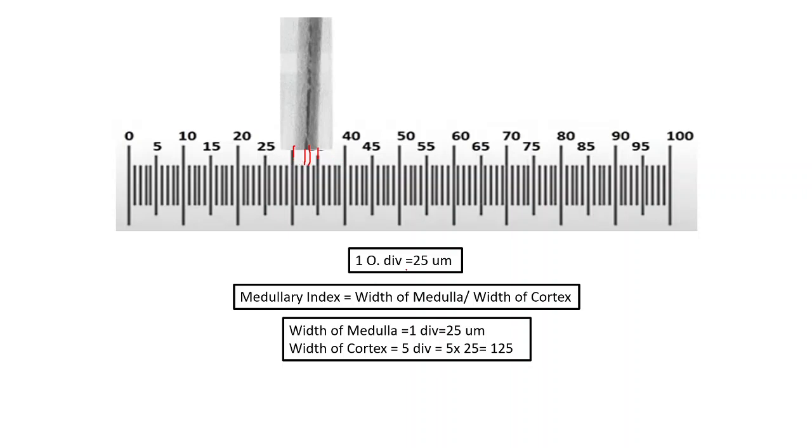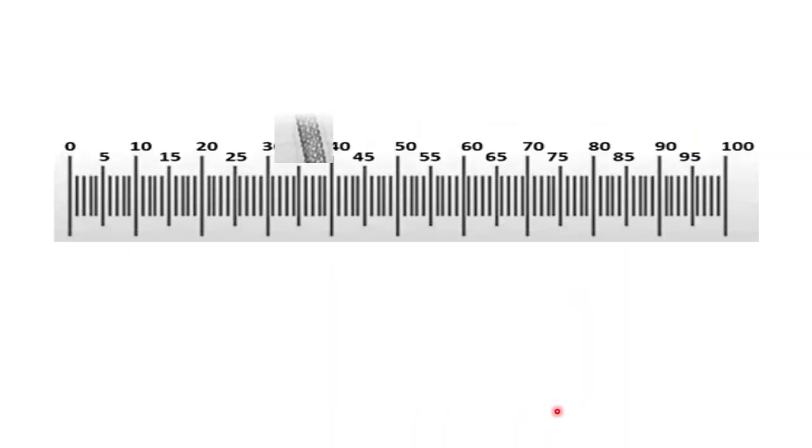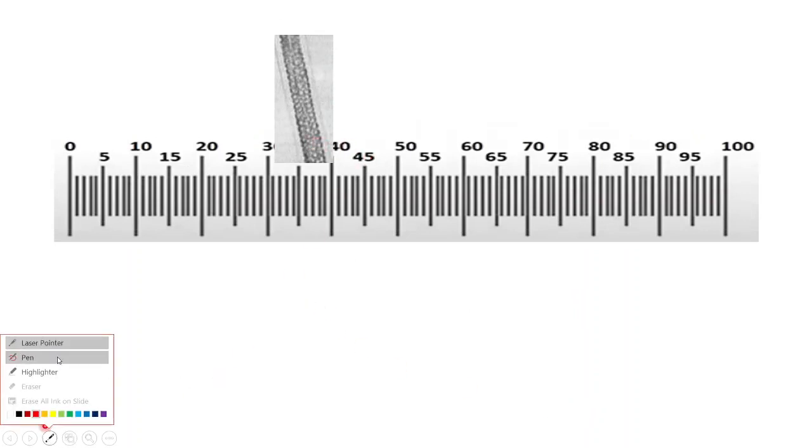We know that one ocular division is equal to 25 micrometer. So what is the formula for medullary index? It is nothing but the width of medulla upon width of cortex. Width of medulla is one division, which is 25 micrometer, and width of cortex is 5 divisions, which is 5 into 25, that is 125. After that you get the result, that is 0.2, which is less than 0.5, so it is a human hair. Next we can take the animal hair, the next sample.